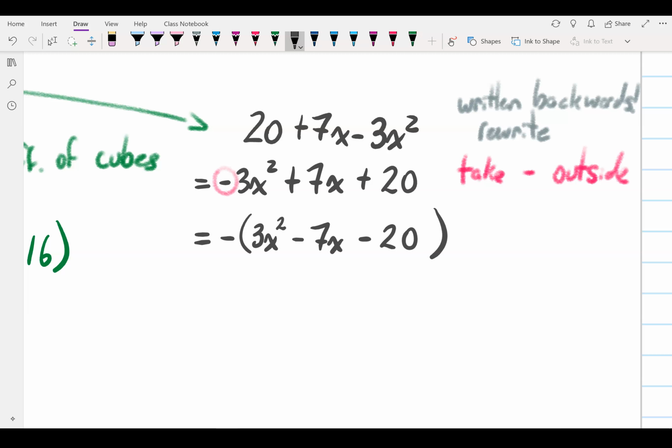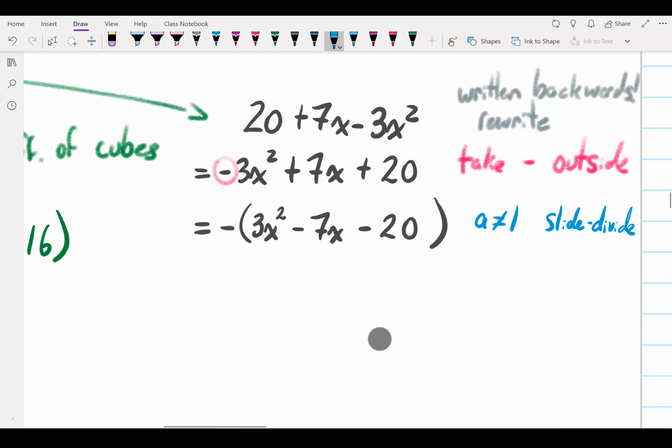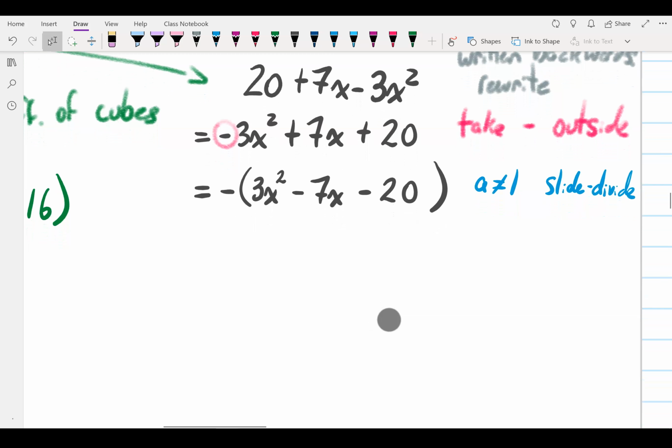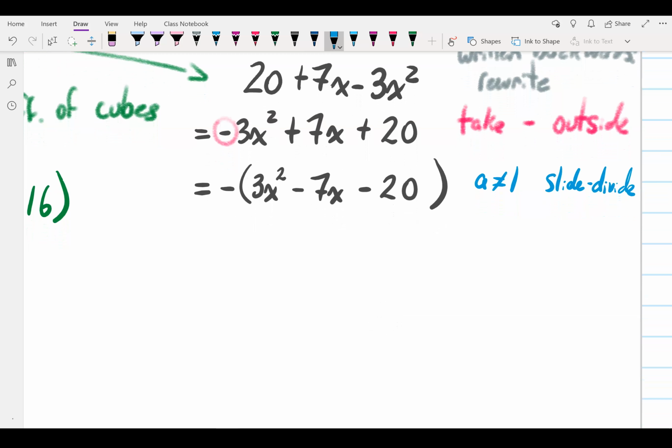Now I've got something that's in my form where a is not equal to 1, so I'm going to do my slide divide rule. Okay, so I'm just going to treat this problem as if this is where I started, and I know this is quite a lengthy problem, but this is something that's useful because we can do a lot of steps. I can show you a lot of different steps and cover a lot of ground at once. So slide divide, take 3 times 20.